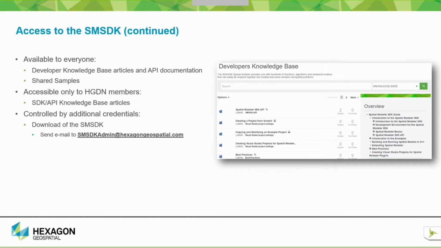And if you actually want to download the SMSDK, it requires additional credentials, and the user can get those credentials by emailing smsdkadmin@hexagongeospatial.com. Basically, there's some additional legal work that we need to do to make sure that you know what you're allowed to do and not allowed to do with the SMSDK. Once we're confident of that, we will give a user the ability to download the SMSDK.